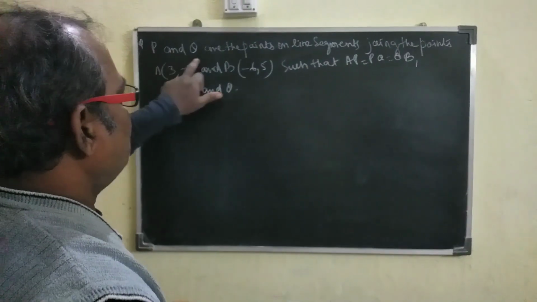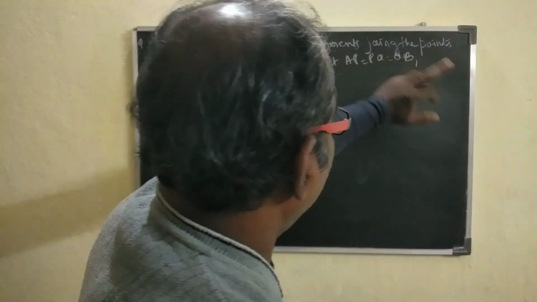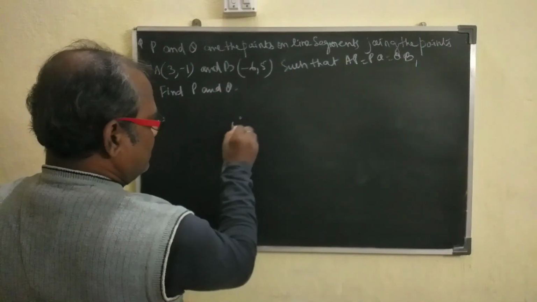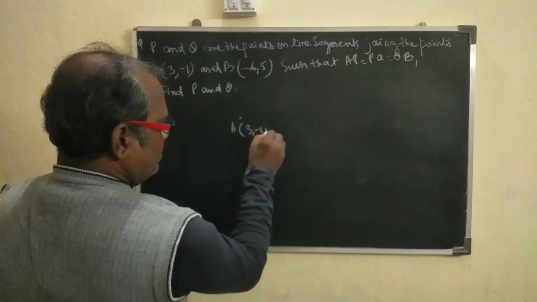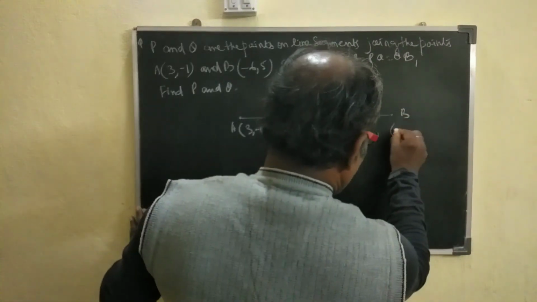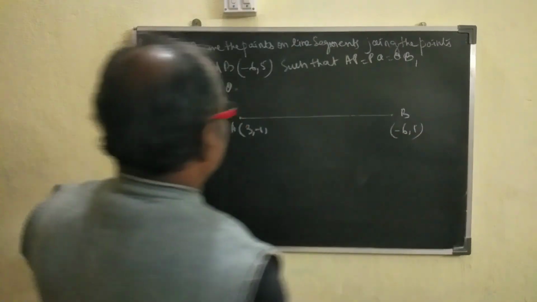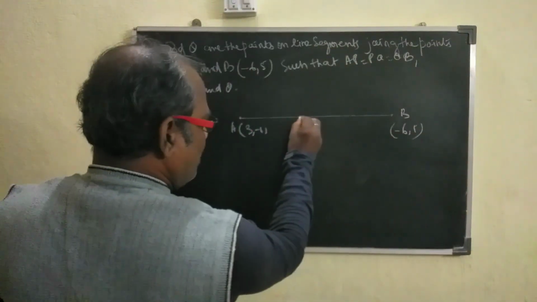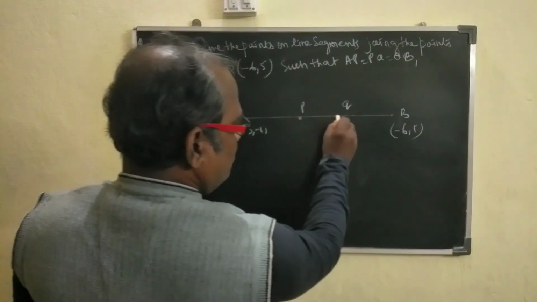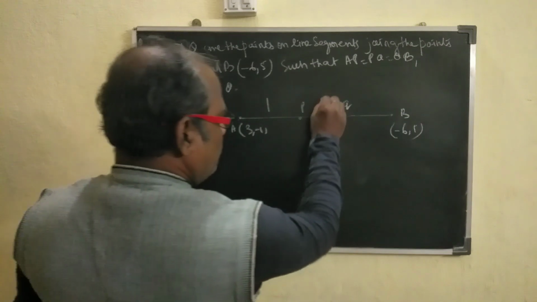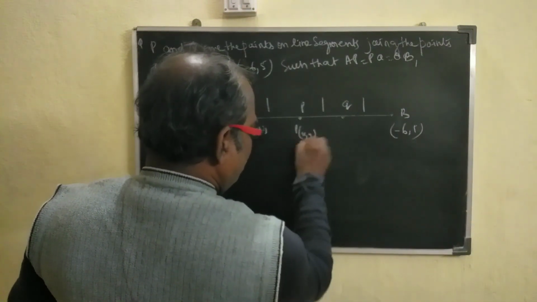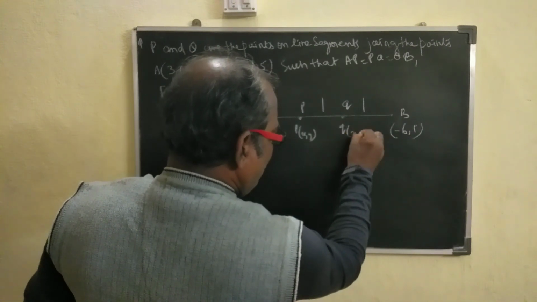One more question: P and Q are the points on the line segment joining the points A and B. Let us take A as the point (3, -1) and B as the point (-6, 5), such that AP equals PQ equals QB. That means what? It is a 1:1:1 ratio. So we have to find the x, y point of P and also of Q.